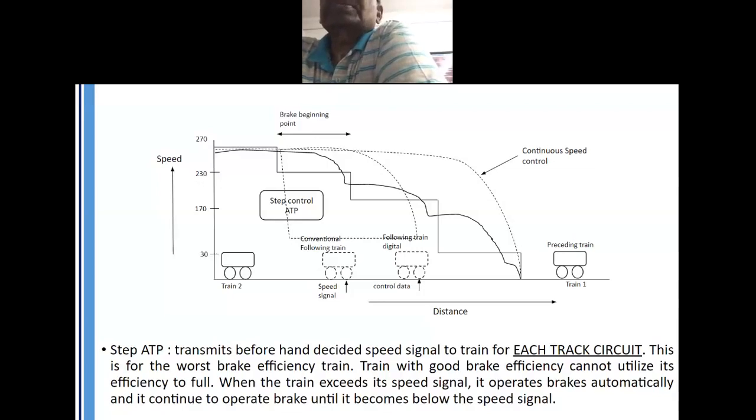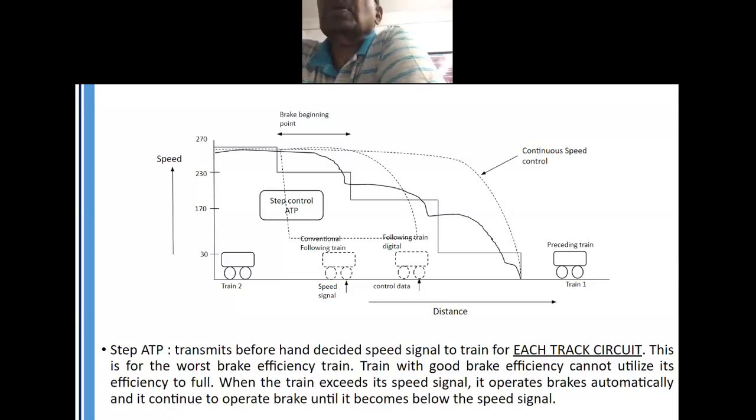What are the two pieces of information? At this block, what is my speed and what will be my speed at the next block? If this block is 80 and the next block is 70, I am told now I can go at 60. At the next block, I can go at 70. But how do I know where the next block is?